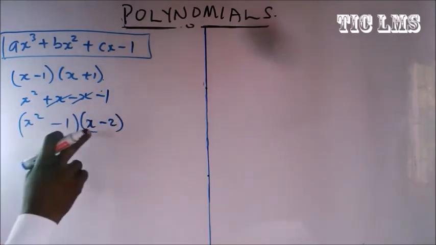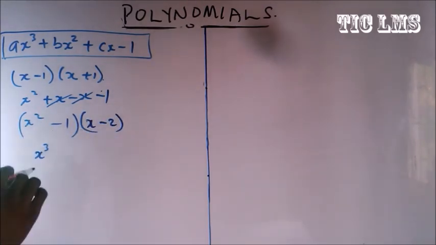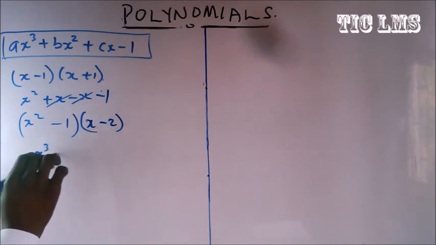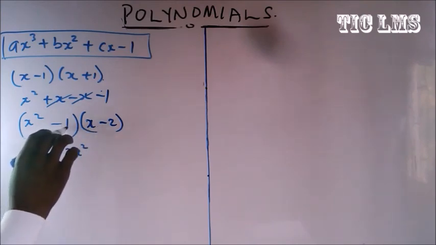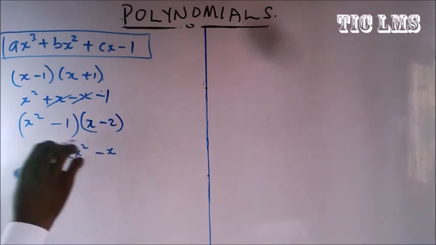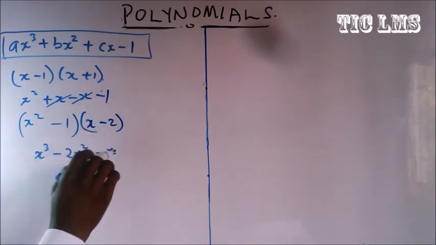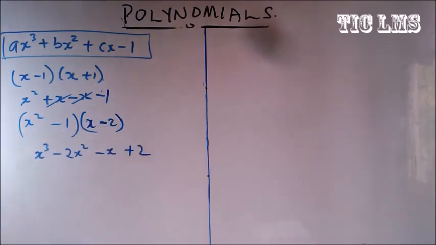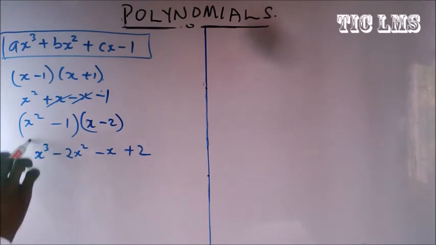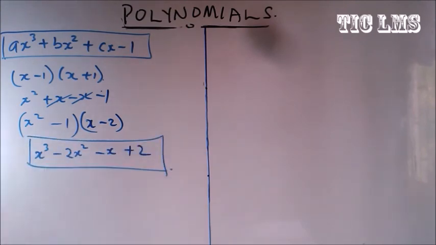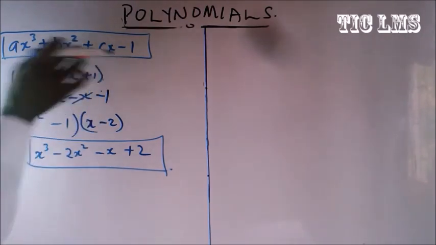Here we have x squared times x gives x raised to the power 3. X squared times minus 2 gives minus 2x squared. Minus 1 times x gives minus x. And minus 1 times minus 2 gives plus 2. Now, when we multiply it out, here is what we have. There is a slight difference between this and this. And so what we need to do is to work around such that we will get this.